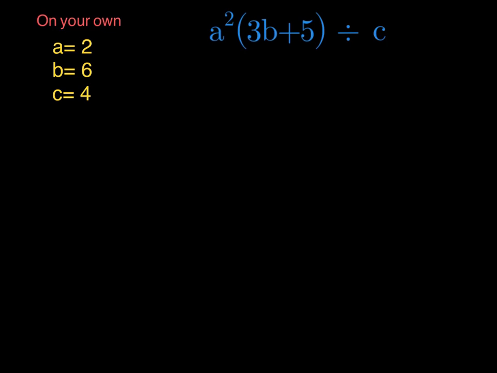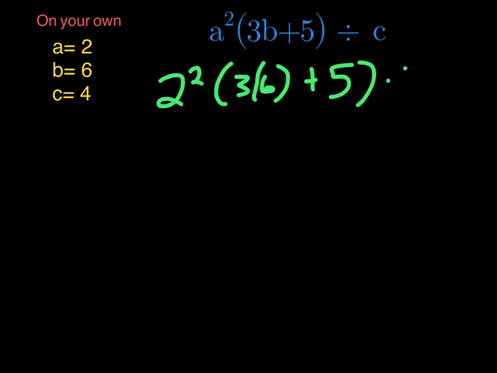Alright, I'm going to try to do the best that I can to work this out in the green color. It's a little bit of work and a limited space on the screen, so I'll do the best that I can with this handwriting. So the first step that you should have done was plug in your values for each letter. So my a, I'm going to plug in a 2. Got 2 squared. For my b, I'm going to plug in a 6, and that's not 36, that's multiplied. So make sure you multiply that. Plus 5 divided by c equals 4.